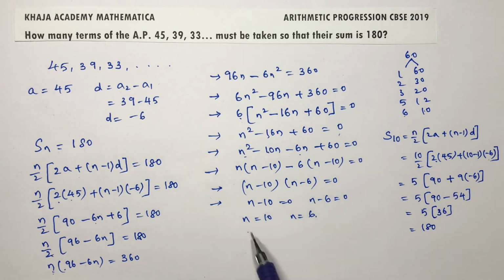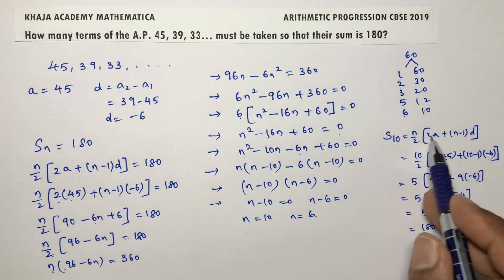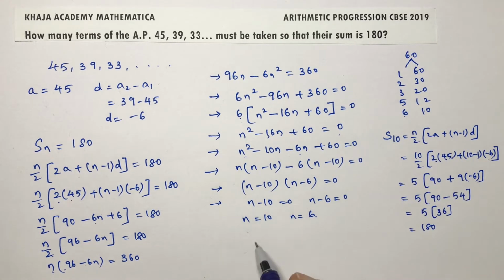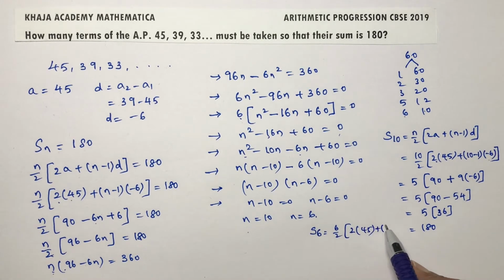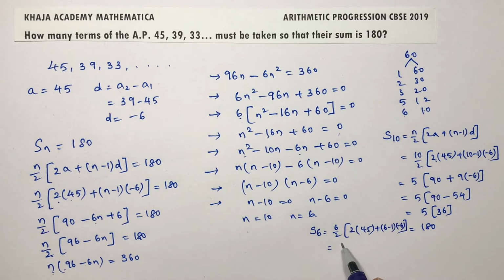Now calculate S6 using the same formula. Sum of 6 terms: 6 by 2 into 2a plus 6 minus 1 into d, d is minus 6. So 6 by 2 is 3, 2 into 45 is 90, 6 minus 1 is 5, 5 into minus 6 is minus 30. So 3 into 90 minus 30, which is 60. 3 into 60 is 180.